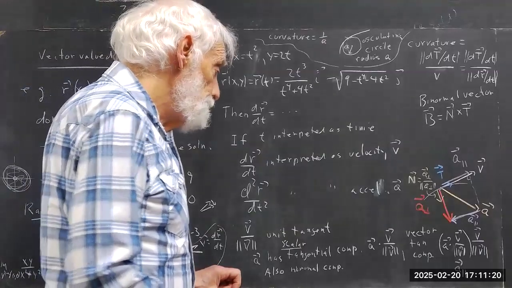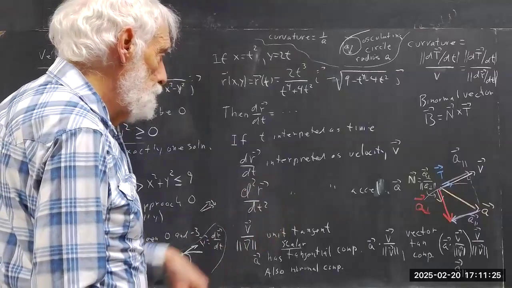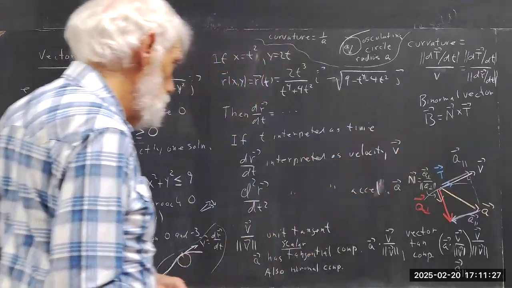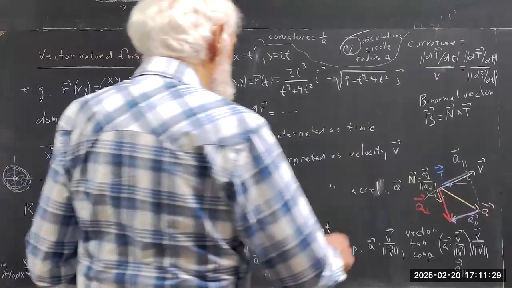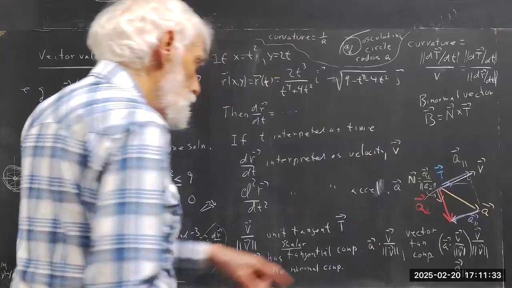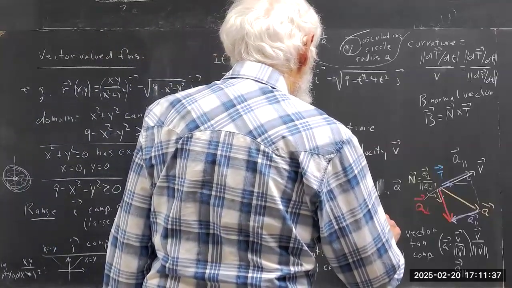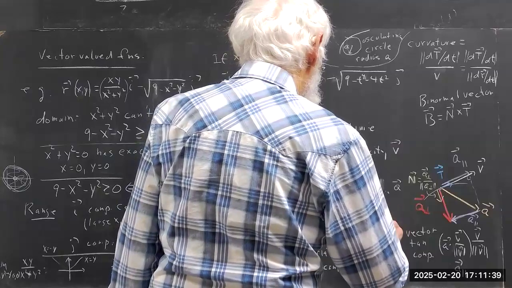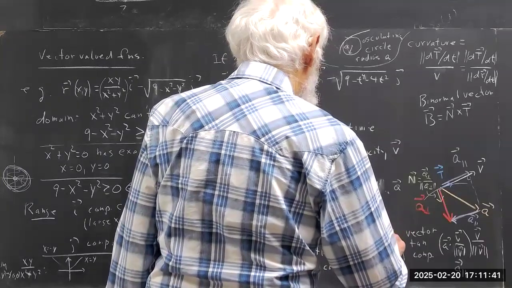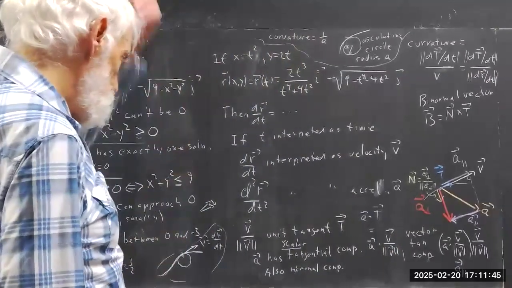So we could call this the unit tangent, and we will in a minute. I'll go ahead and say, okay, unit tangent T, so that this calculation here would be a dot T equals a dot v over the magnitude of v.